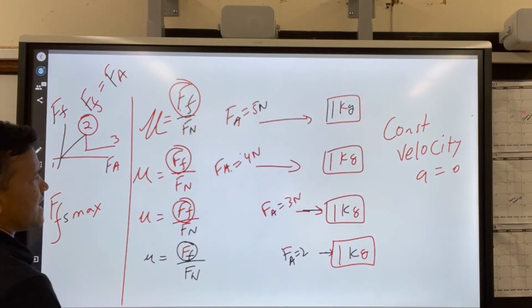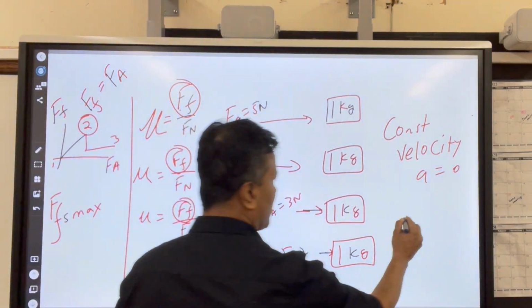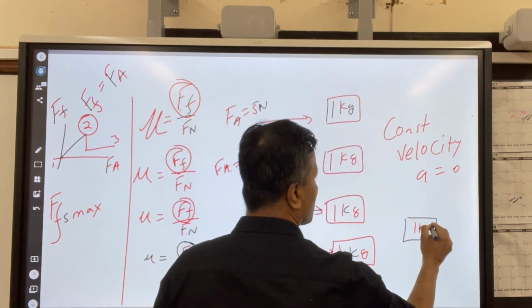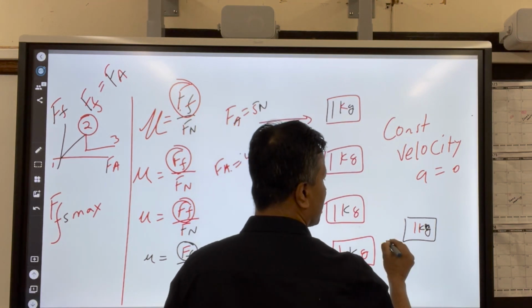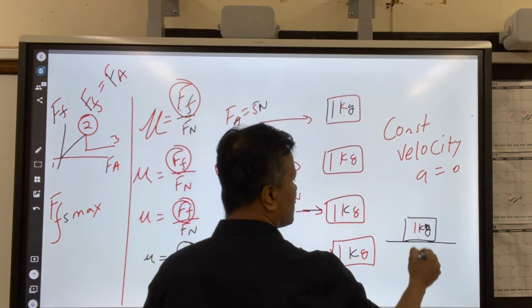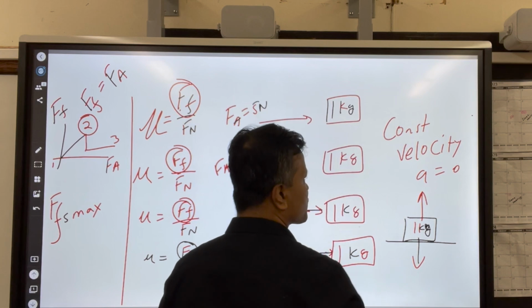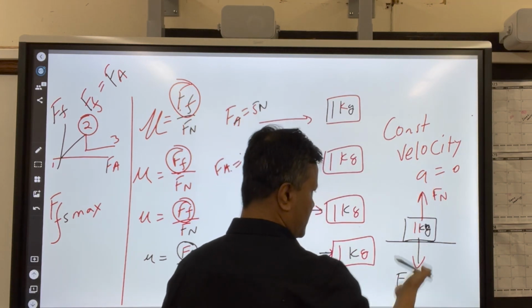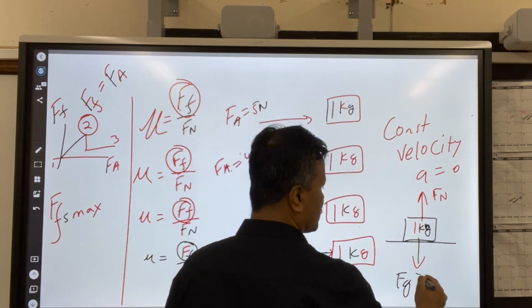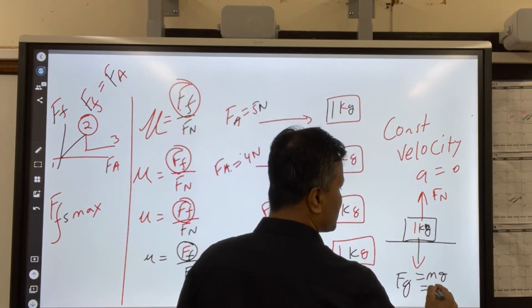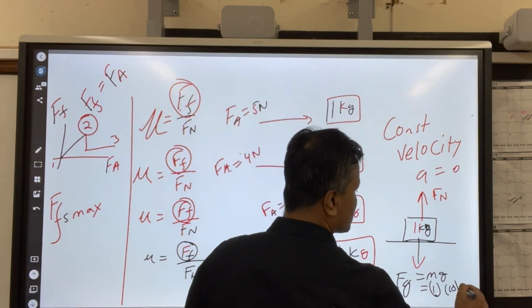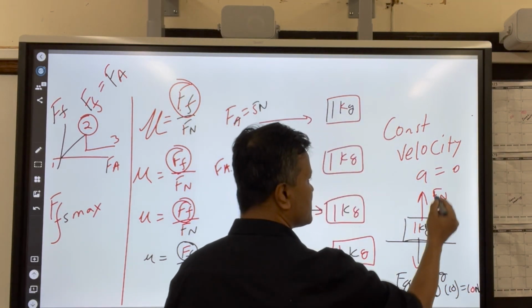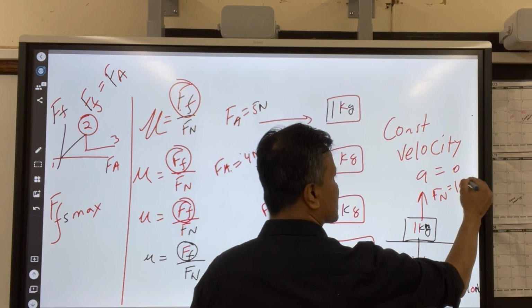So, what is FN? The object is moving with constant velocity. A 1 kilogram object moves with constant velocity. That means that in the y direction, there are two forces acting on it: you have Fg and you have FN. Since there is no acceleration in the y direction, FN equals mg. M is 1, g is 10, so 10 newtons, equal in magnitude and opposite in direction.